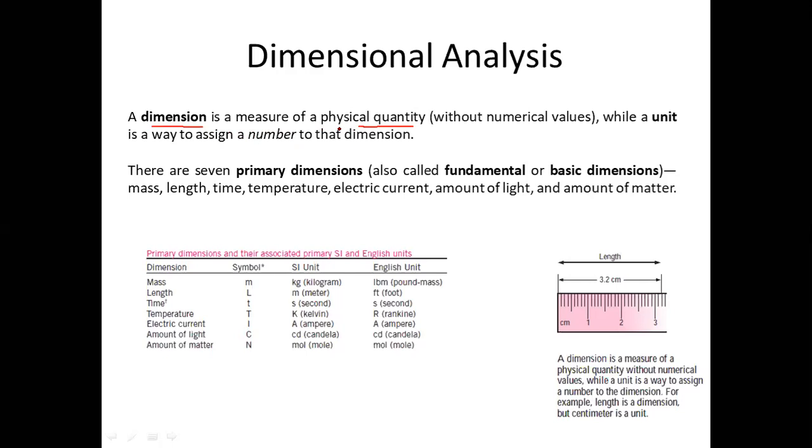So dimension is basically the measurement of a particular physical quantity. That physical quantity can be anything. There could be numerous examples of the physical quantity which you are measuring. Anything which you are measuring, that measurement should be the dimension. While unit, what do you mean by unit? Unit is a way to assign a number to that dimension.